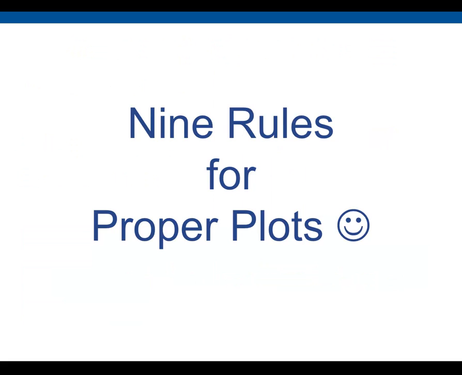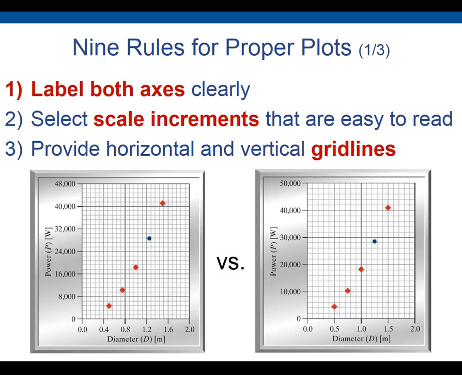So here are 9 rules to effectively visualize your data. The first one is to label both axes clearly. Here you can see that in the left figure the y-axis shows power and the x-axis shows diameter.